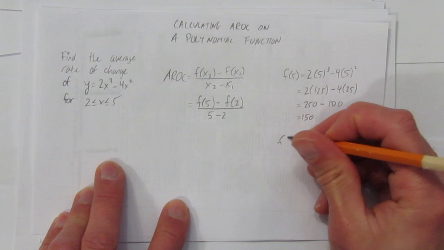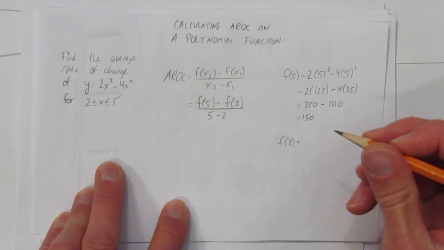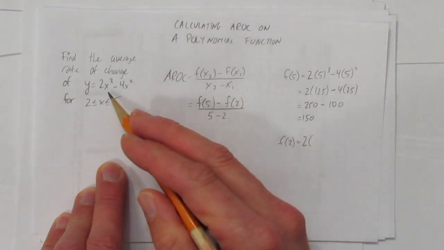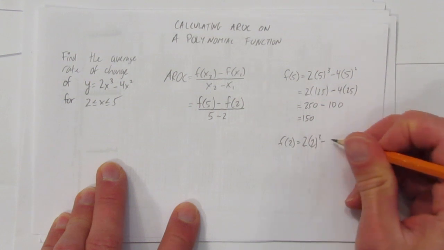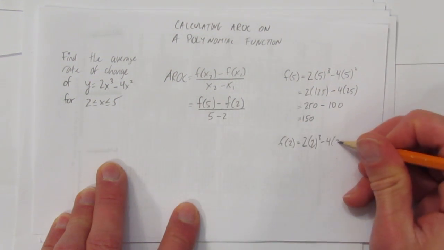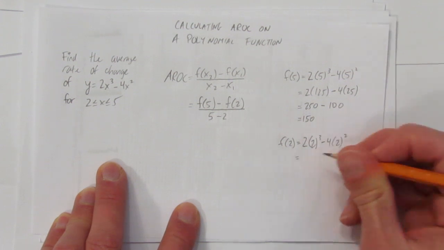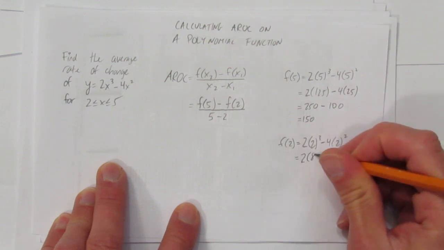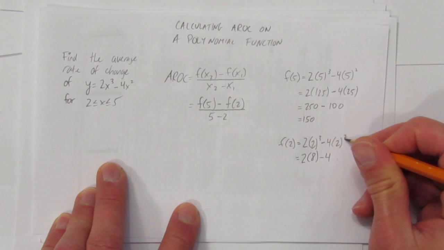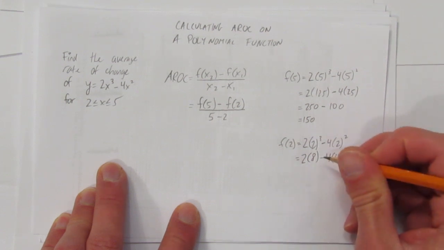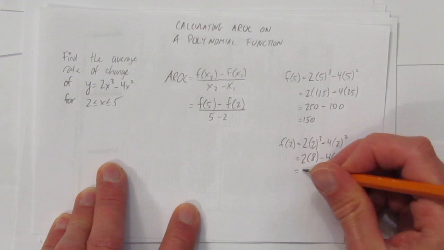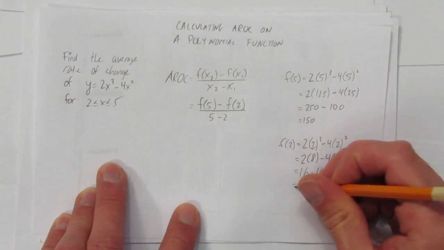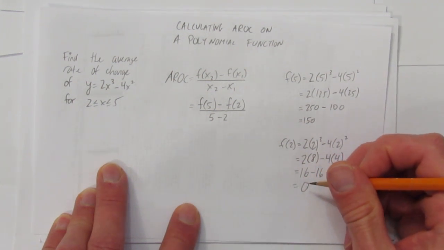Okay, let's calculate the value of y at x equals 2. Use the equation and sub in a value of 2 where the x used to be, and a value of 2 for this other x as well. With 2 to the power 3, that's easy. 2 times 2 times 2, it's 8. Minus 4 times, what's 2 squared? 2 times 2, that's just 4. So we get 16. Take away 16. Interesting. We end up with 0.